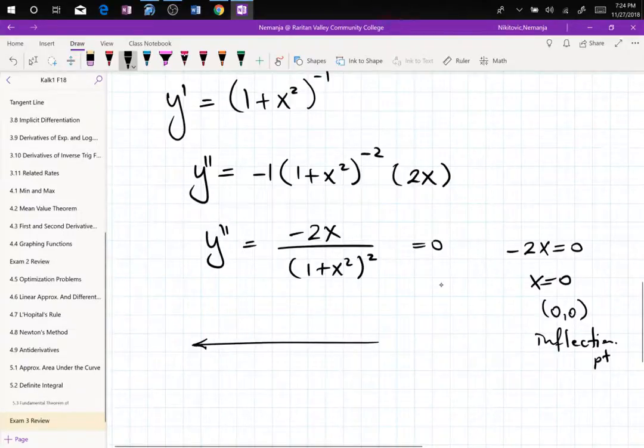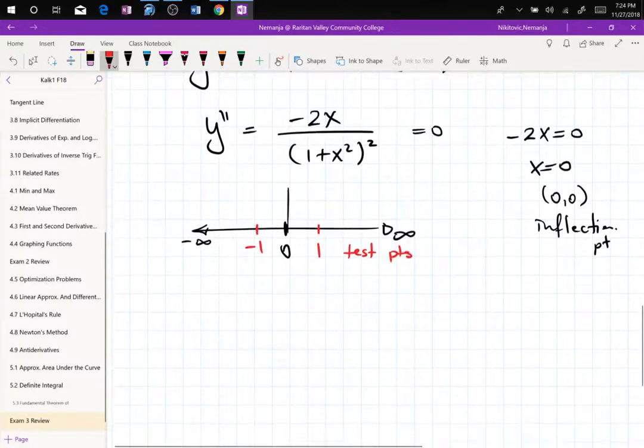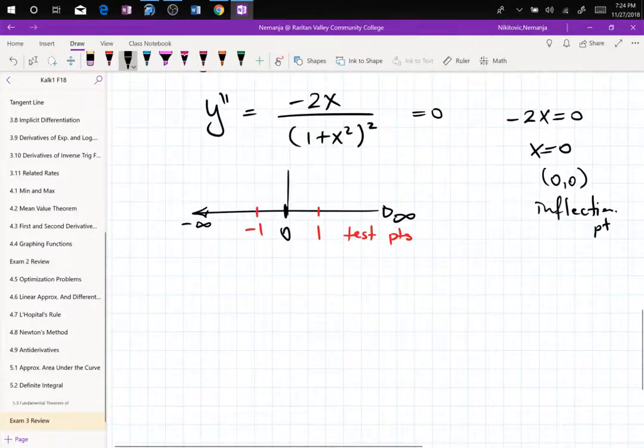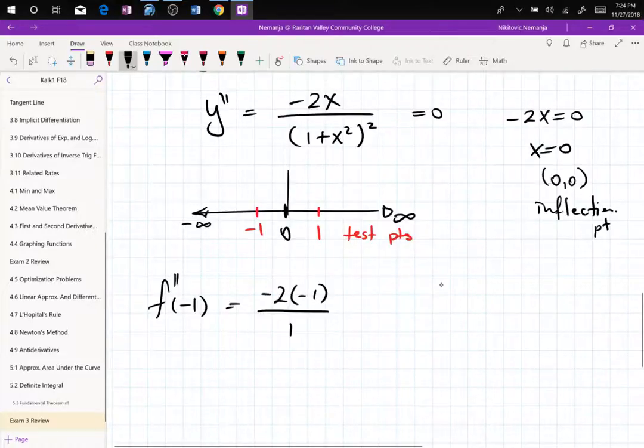Partition now, which is negative infinity to positive infinity. The partition has a 0 right there as a partition. So now we get to pick -1 and +1 as test points. So f double prime computed at -1 is going to give me -2 times -1 over a positive number.